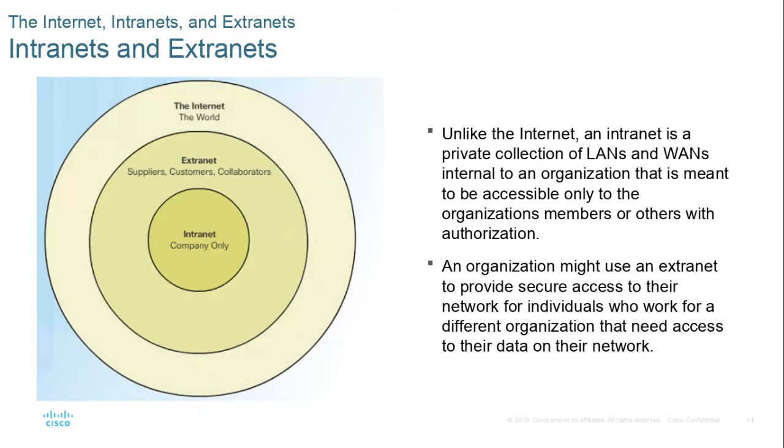An extranet would be a company having a way of connecting to their suppliers, their customers, their collaborators. So for example, an auto manufacturing company might have a way of communicating with its auto dealers. And then the public internet of the whole world, the world plus dog, anybody can get to that stuff.